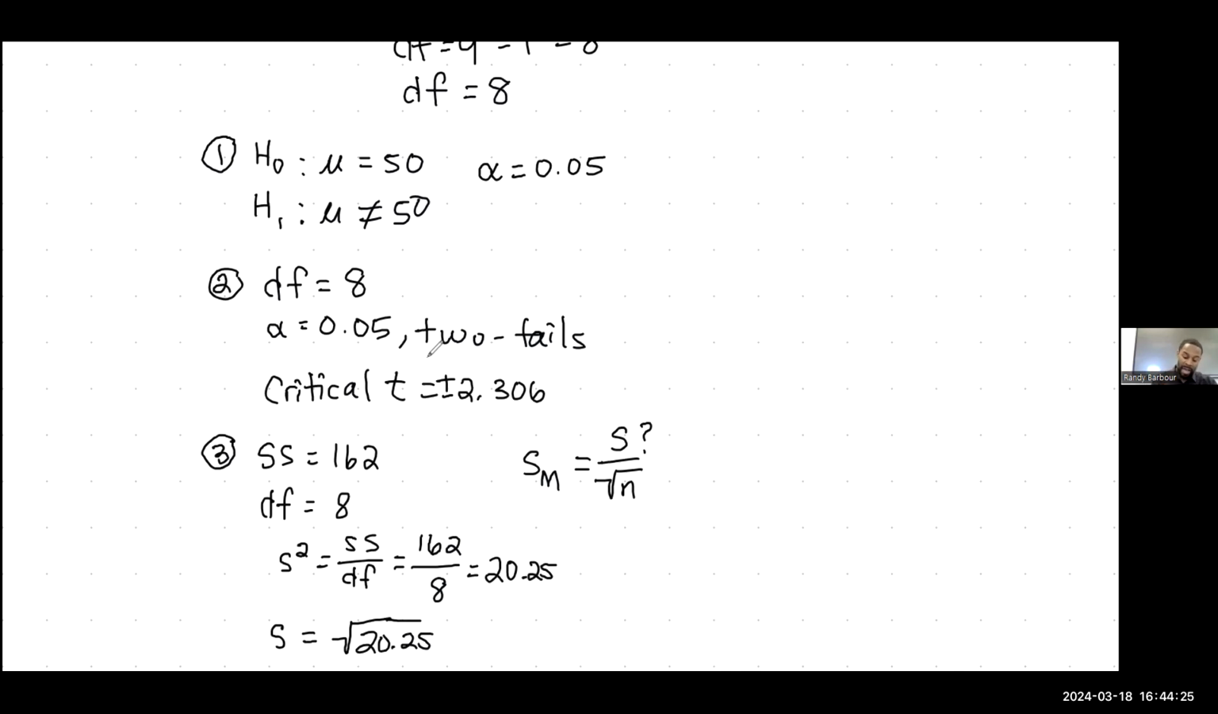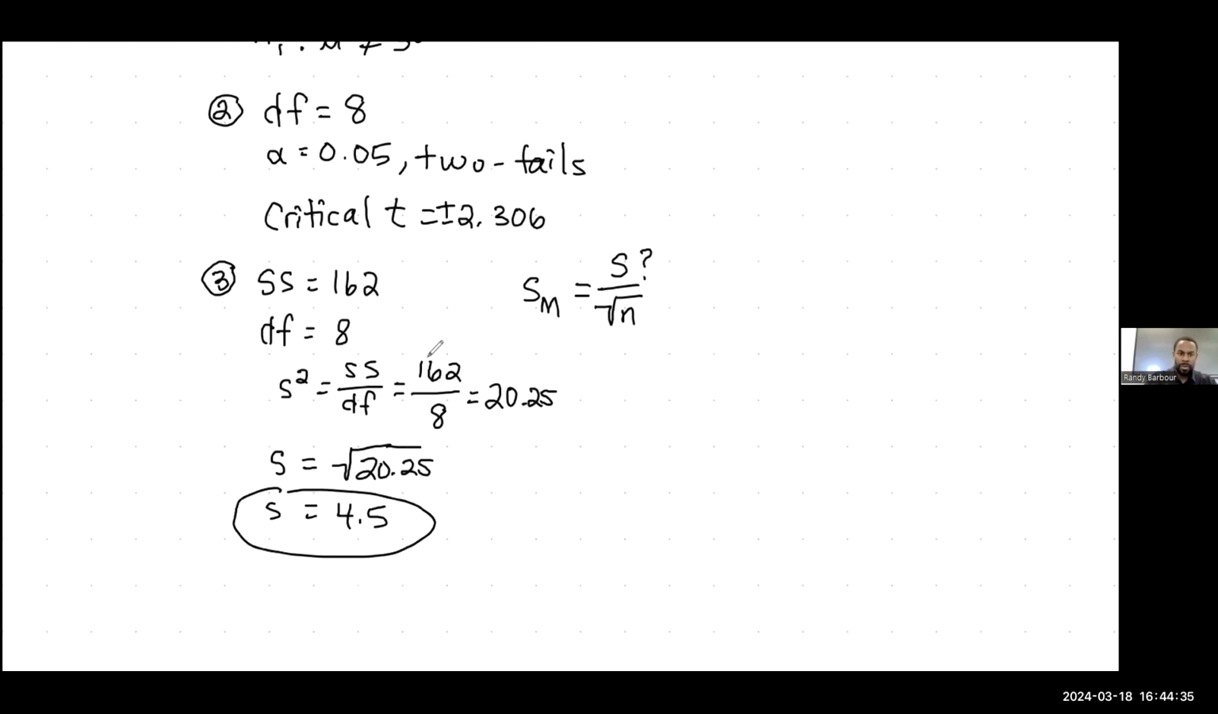All right, so now I have everything I need. This is what I needed to get my estimated standard error. So let me slide down here so you can see that. Okay, the next thing I need to do, all right, is find my standard error of the mean. So my estimated standard error is going to be 4.5 divided by the square root of n, right? I know my degrees of freedom are 8, right? So then I know my n should be 9, right? So 8 plus 1 gives me 9, which is my n, okay?